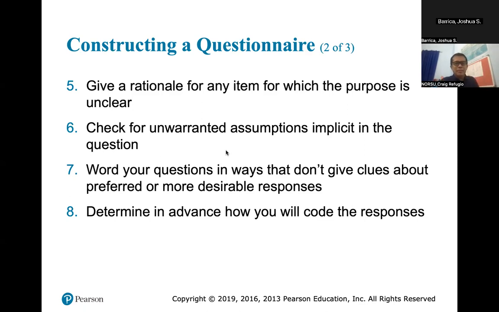Number eight, determine in advance how you will code the responses. So how will you code that? For example, performance: excellent, very good, good, fair, and then poor. So have the coding: 5, excellent, 4, very good, 3, good, 2, fair, 1, poor. But still the coding must be based on related literature. You could not just say, because this is what I like. You could not just say, this is what I want to happen. But all that you do must be backed up with related literature.